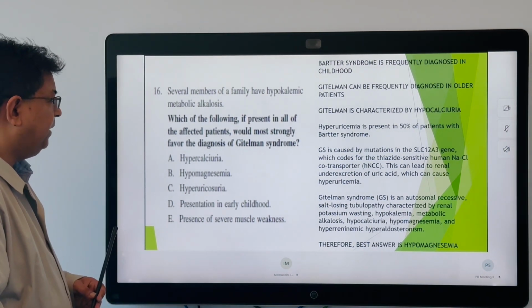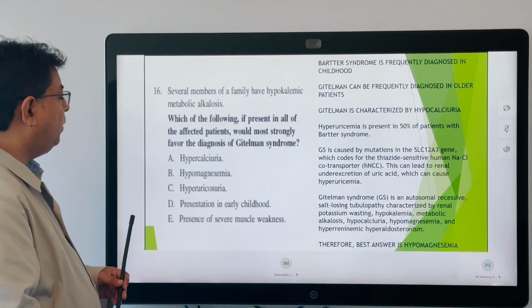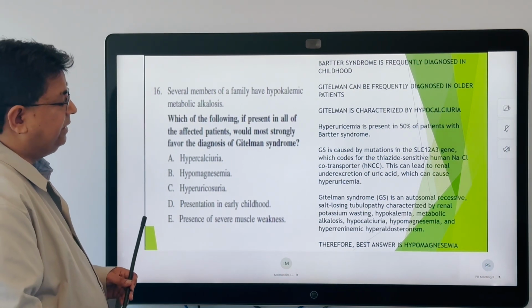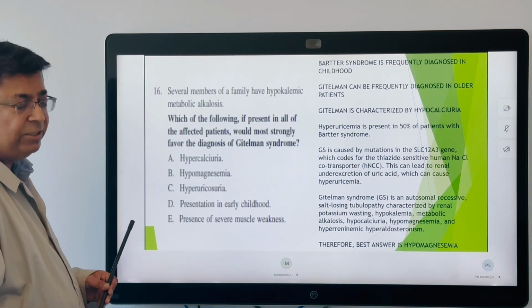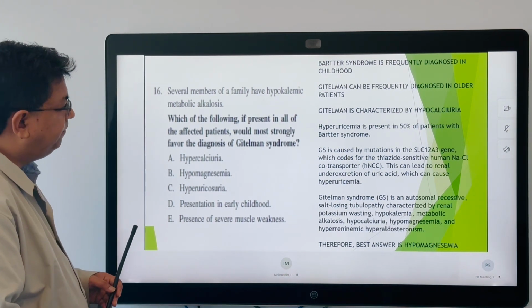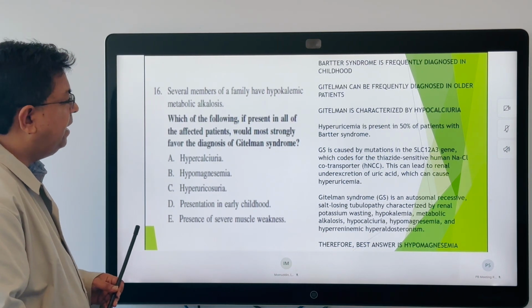Bartter's syndrome is frequently diagnosed in childhood. Gitelman's can frequently be diagnosed in older patients. Gitelman's is characterized by hypocalciuria, just like thiazide diuretics are characterized by hypocalciuria. Hyperuricemia is present in 50% of patients with Bartter's syndrome.